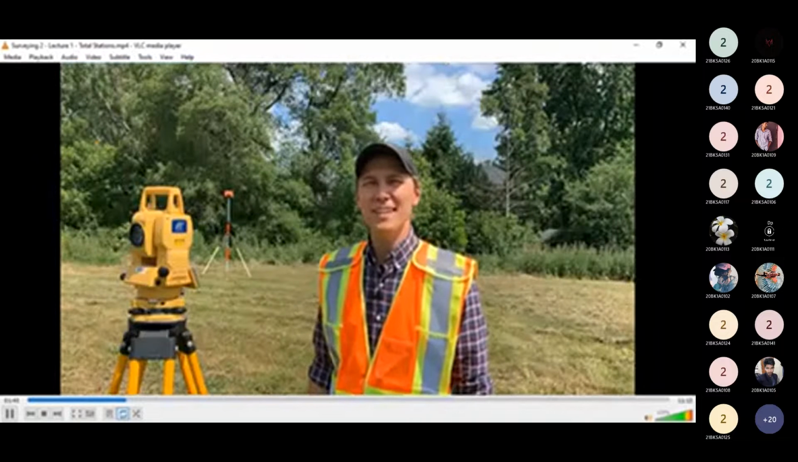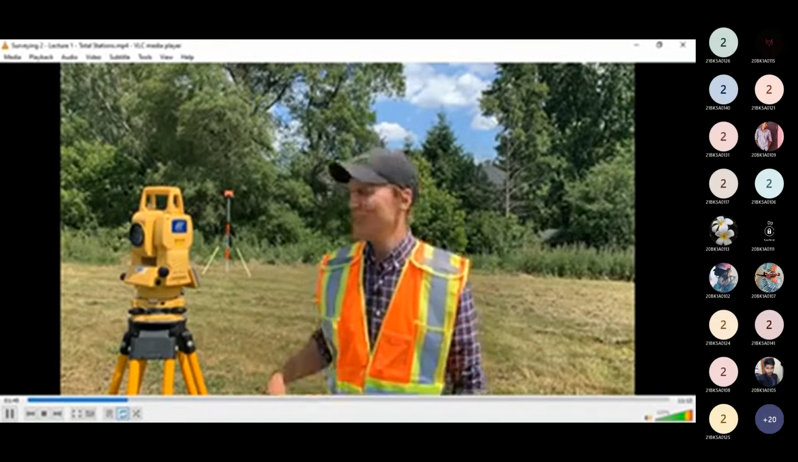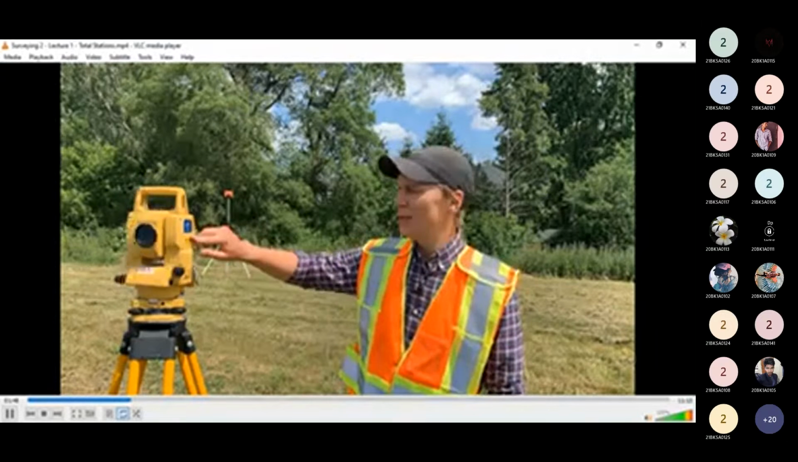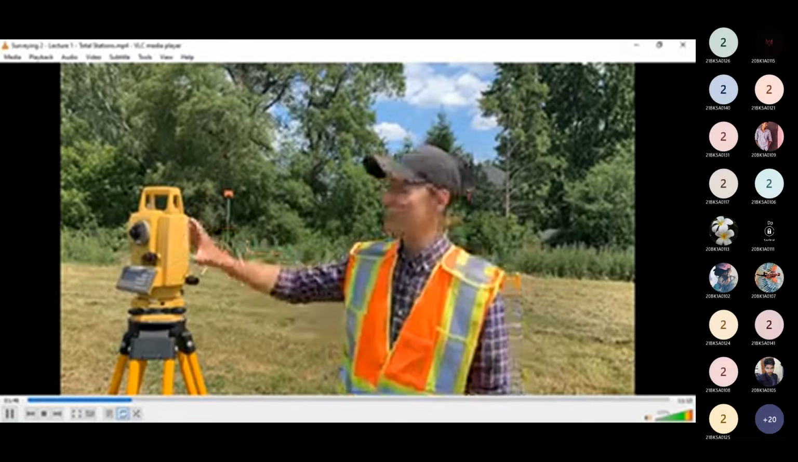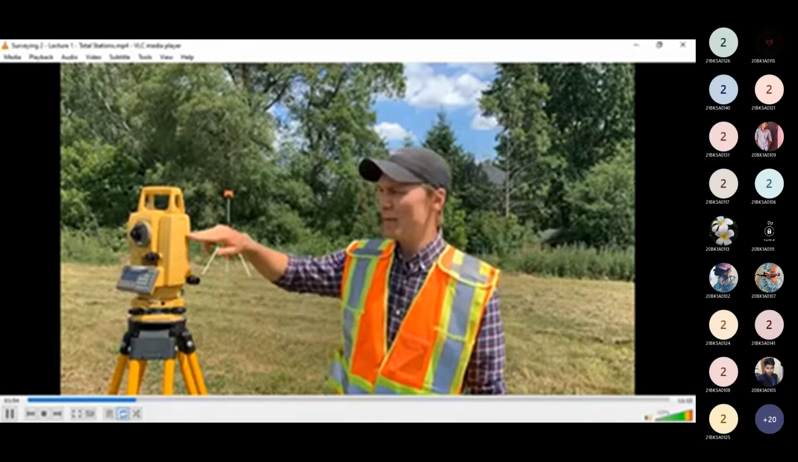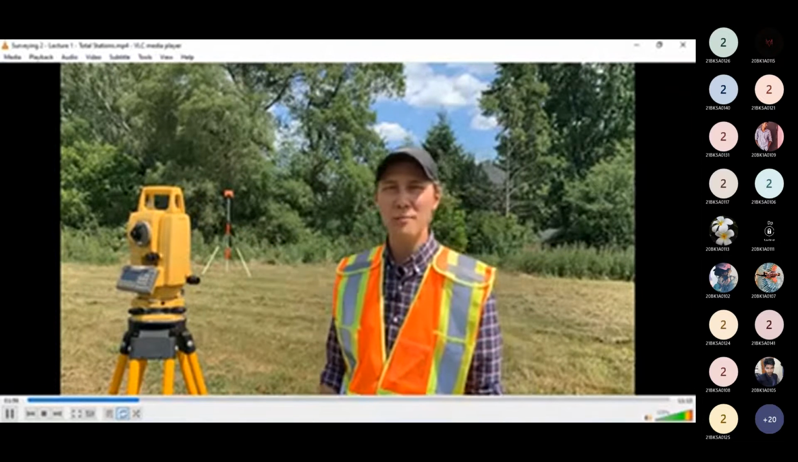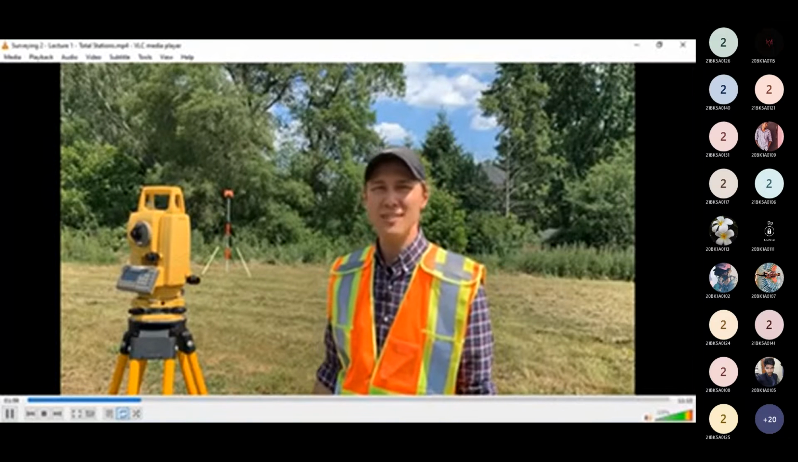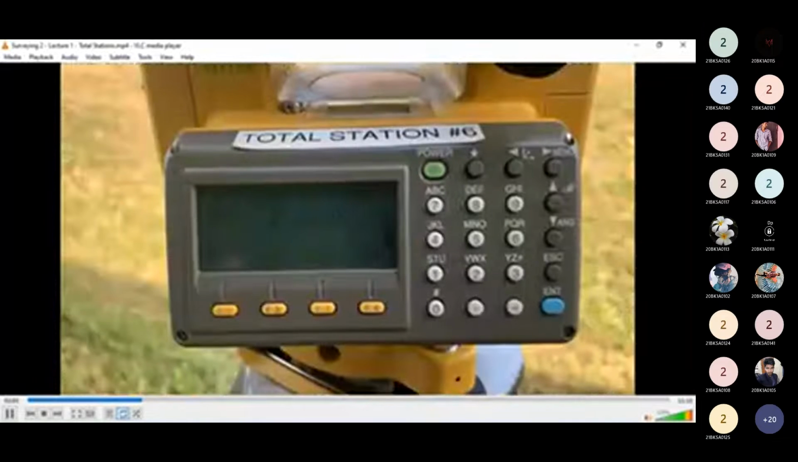When we set up our total station, it's important to know the height of our instrument. So a total station has this little line marked on the side, and that's the center line of the lens. For determining our height of instrument, we want to measure from that center line to the top of the object that we've set up our total station over, such as a nail in the ground.